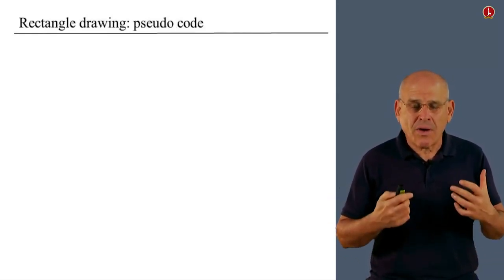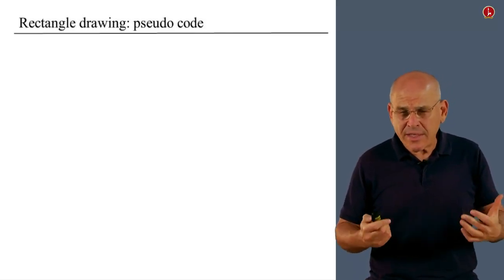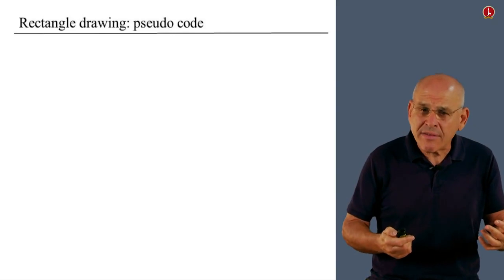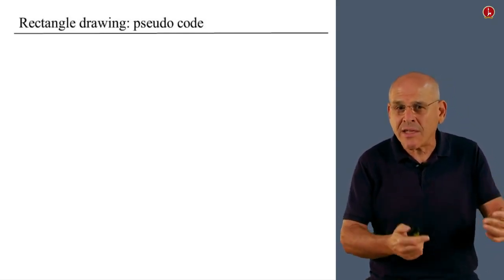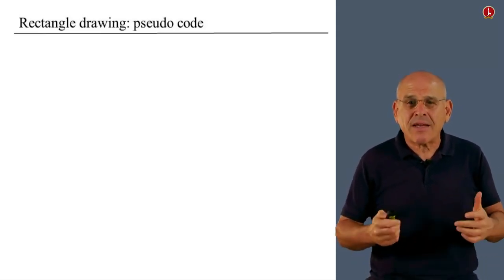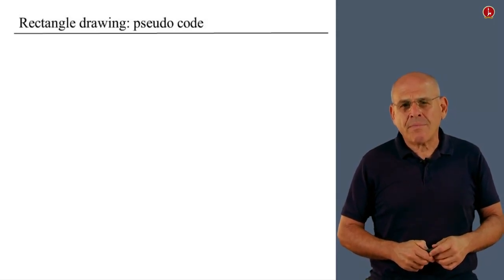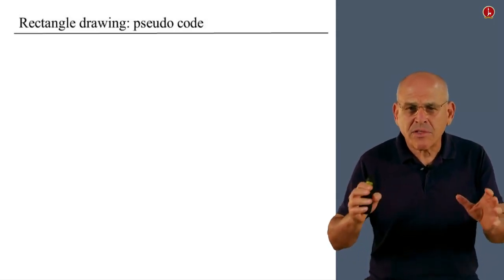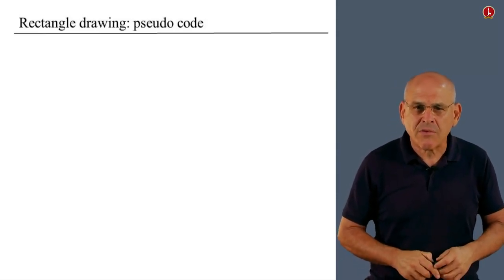All right, so now that we saw that the rectangle drawing program actually works, let's take a look at how we actually do it. And we'll start with pseudocode, because once again, if you get your pseudocode right, it's like 90% of the job done, because the rest of it is translating the pseudocode into machine language, which is a relatively technical thing to do.